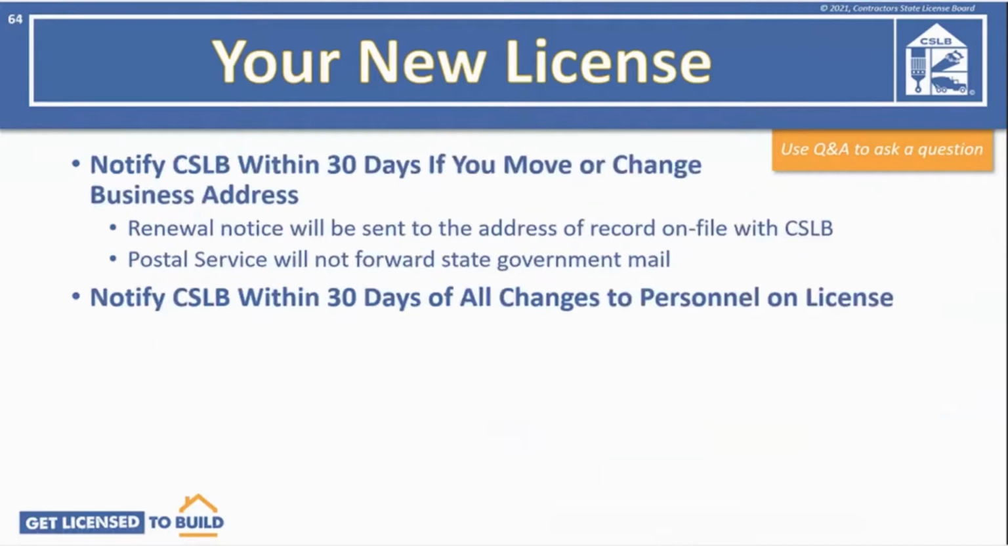Here are a couple of other important deadlines to keep in mind. First, notify CSLB within 30 days if you move or change your business address. Your renewal notice will be sent to the address of record that we have on file. If you're not there anymore, you're probably not going to receive it. Plus, the Postal Service will not forward state government mail. Finally, notify CSLB within 30 days of all changes to personnel on your record, especially when it involves a qualifier of the license.